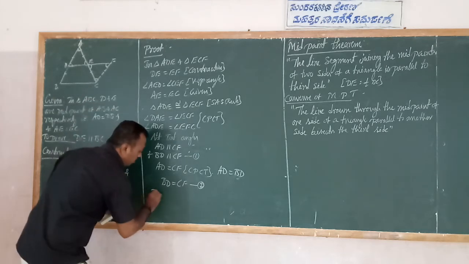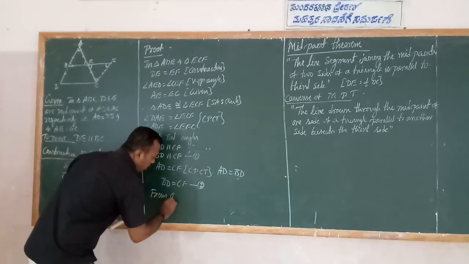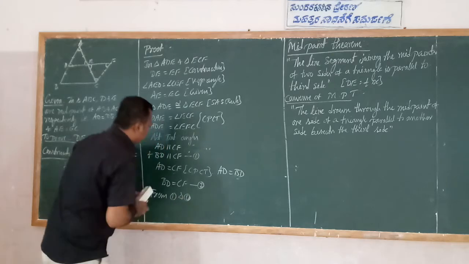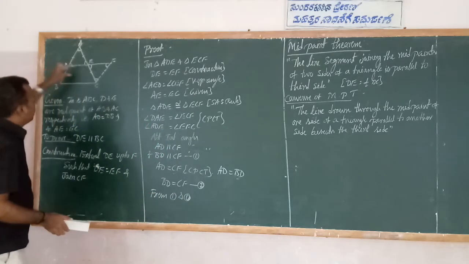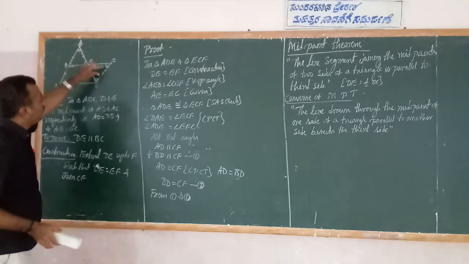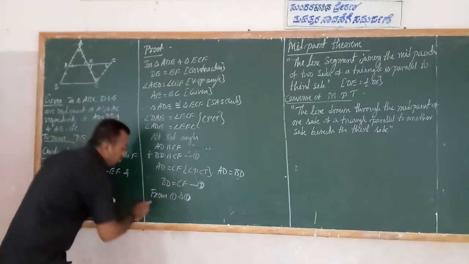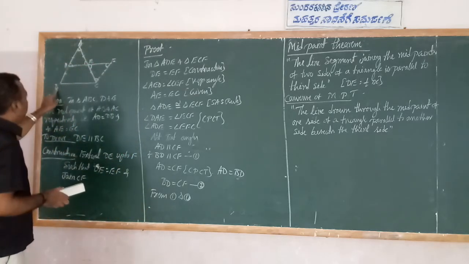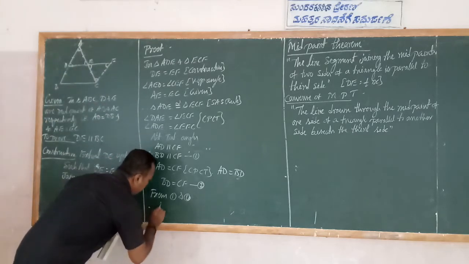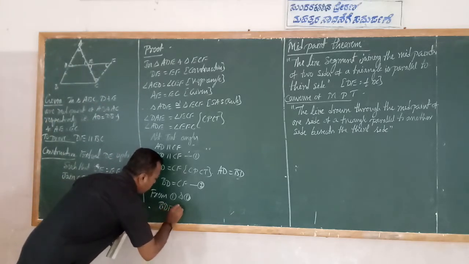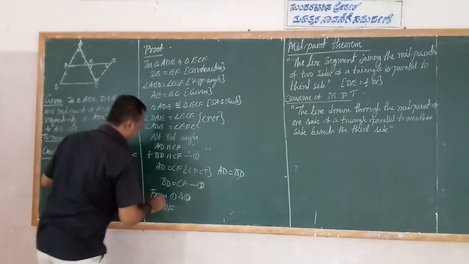So from 1 and 2, see, BD is parallel to CF and BD is equal to CF. So BD and CF are parallel and also equal. Therefore, BCFD is a parallelogram.